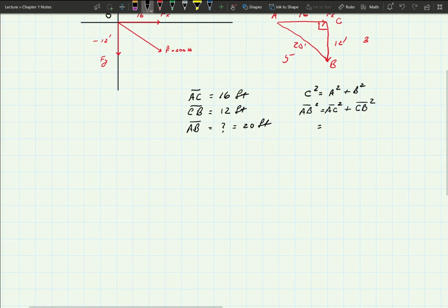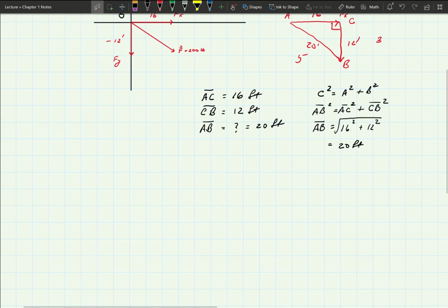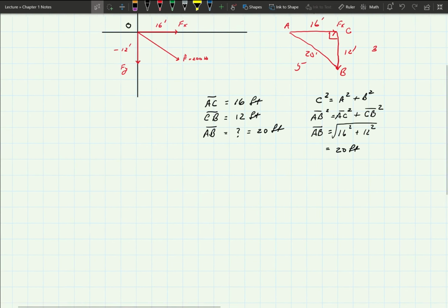Alright, so we got 16 squared plus 12 squared, and if we take the square root of that, that gives us AB, and we will find out that is 20 feet. Okay, so hence the reason that's all there. It's important to know the hypotenuse because we're going to use that while we're playing with the cosines of all this stuff.